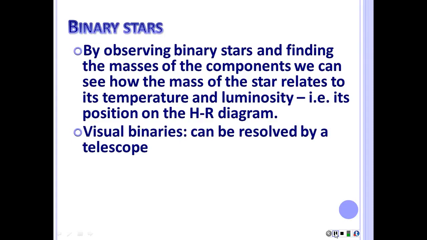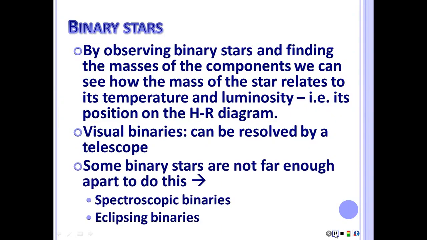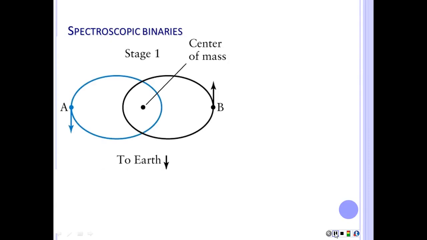They have to be far enough apart in the sky that we can see them moving. Some stars are not far enough apart, or their inclination of the orbit is such that we don't see it, and in that case you need to use either spectroscopic binaries or eclipsing binaries, and we're going to talk about those next. So for spectroscopic binaries, here I have a system.